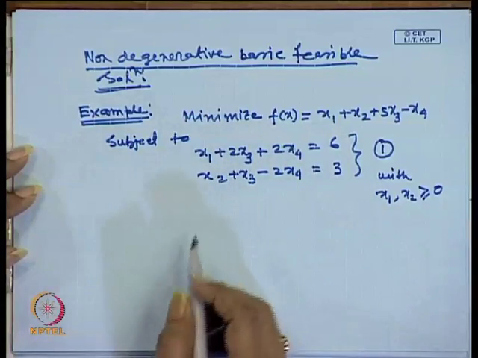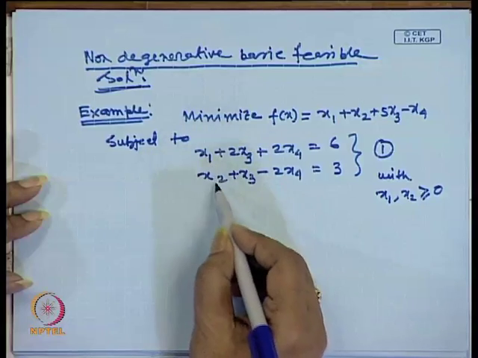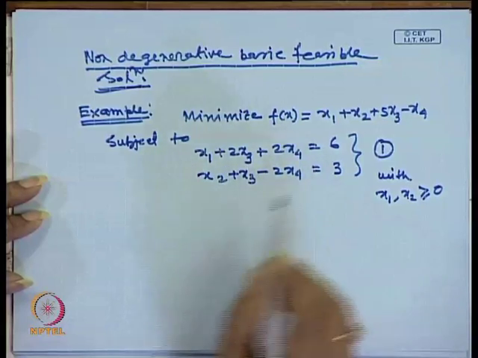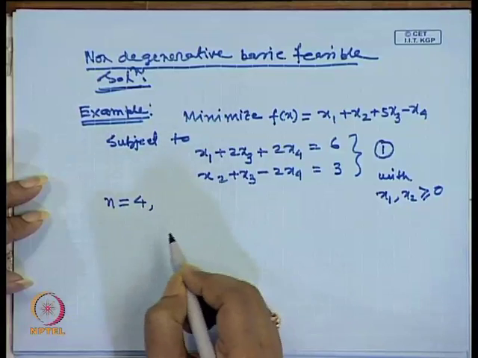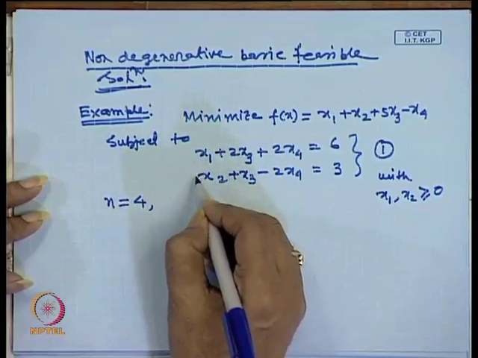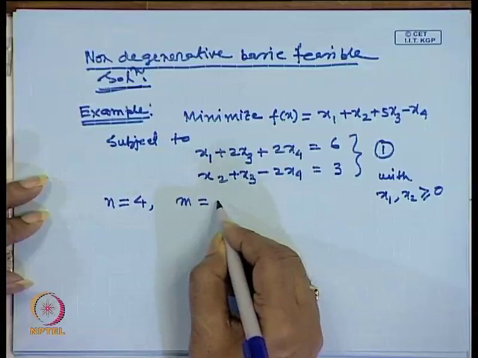Now, see this one. How many unknown variables are there? x 1, x 2, x 3 and then x 4. So, n is equal to 4. And how many equations are there? Here m is equal to 2, as we have two equations.